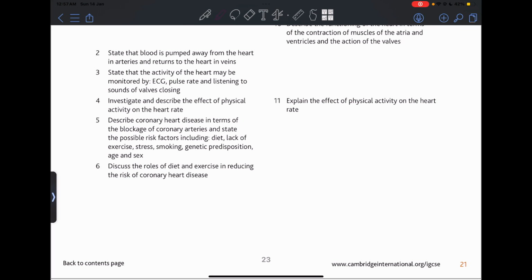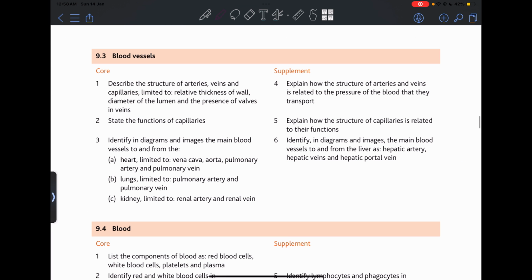11 says explain the effect of physical activity on the heart rate. If you, of course, increase your physical activity, if you do a lot of sports, then your heart rate will increase, because you are doing higher activity, which will cause the heart to work faster, to provide the blood faster for you, because you're doing a lot of physical activity.